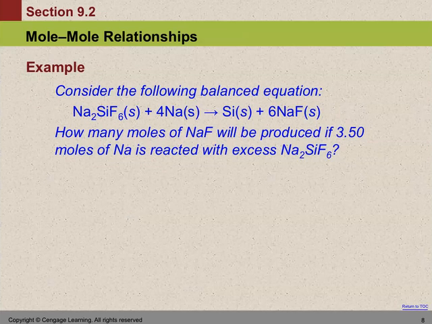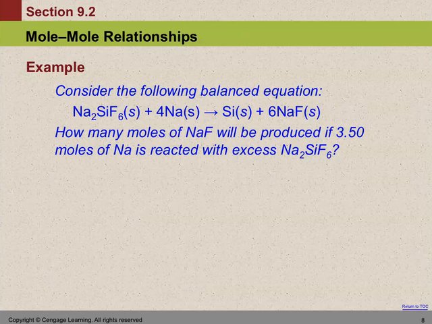Consider this example where we have Na2SiF6 solid plus 4 lots of solid sodium producing solid silicon and sodium fluoride. Question is, how many moles of sodium fluoride will be produced if 3.5 moles of sodium is reacted with excess Na2SiF6?